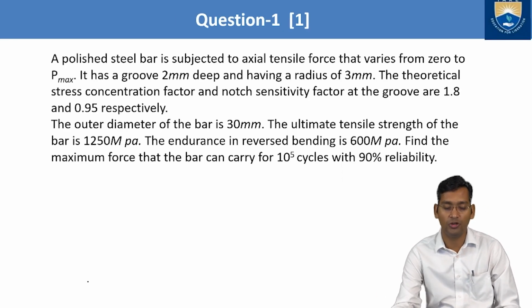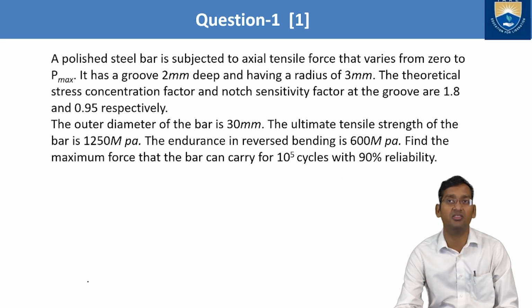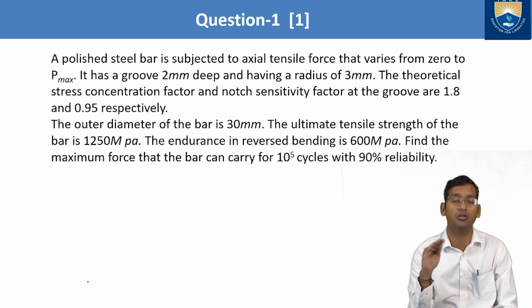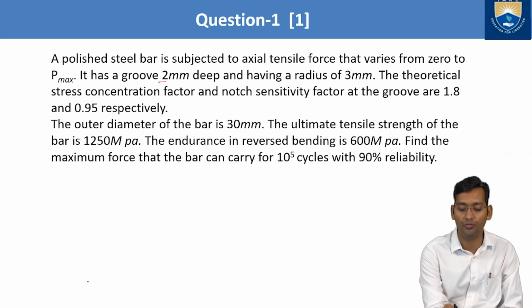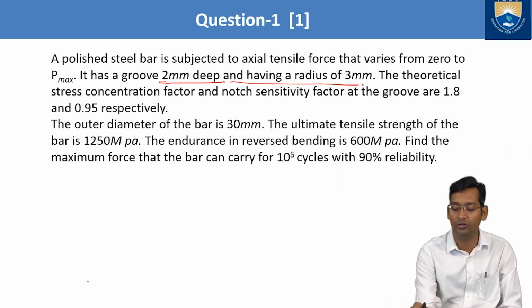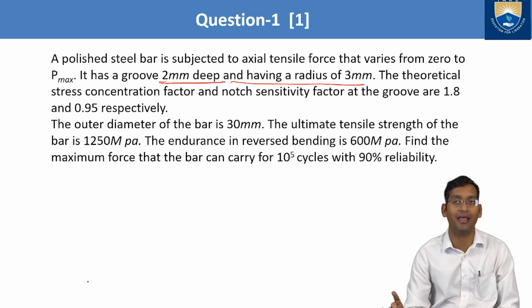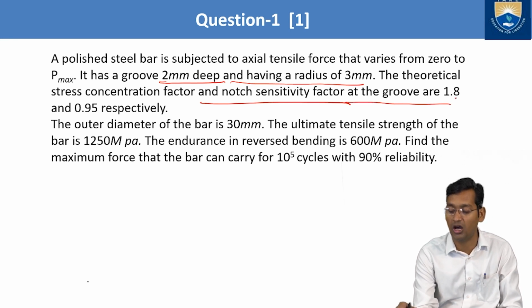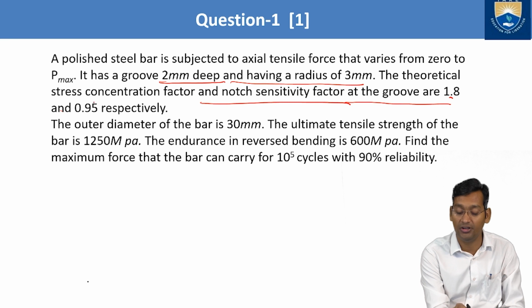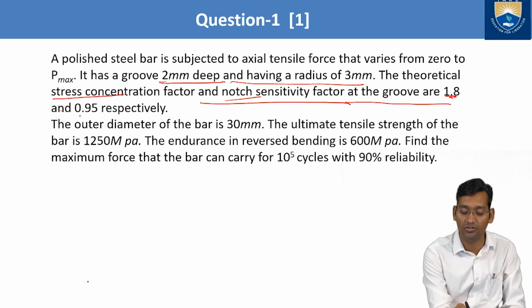Now the question is: a polished steel bar is subjected to an axial tensile force that varies from 0 to P max. Earlier they gave us minus 50 to 150, but here instead they give 0 to P max. It has a groove 2 mm deep with a radius of 3 mm. The theoretical stress concentration factor and notch sensitivity factor at the groove are 1.8 and 0.95.